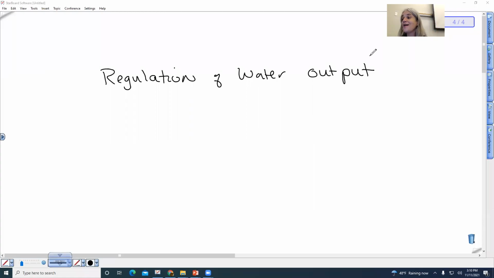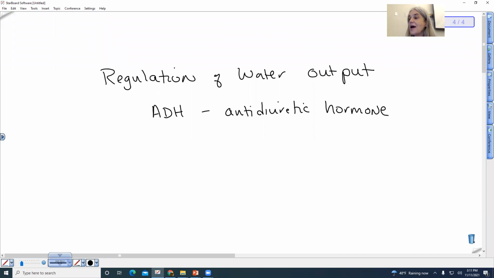So not only do we have homeostatic mechanisms to increase water intake, we also have mechanisms that regulate the water output. And so from the discussion in the urinary system, you might remember that there is a hormone called ADH, anti-diuretic hormone. ADH actually functions to increase water reabsorption in the kidney.